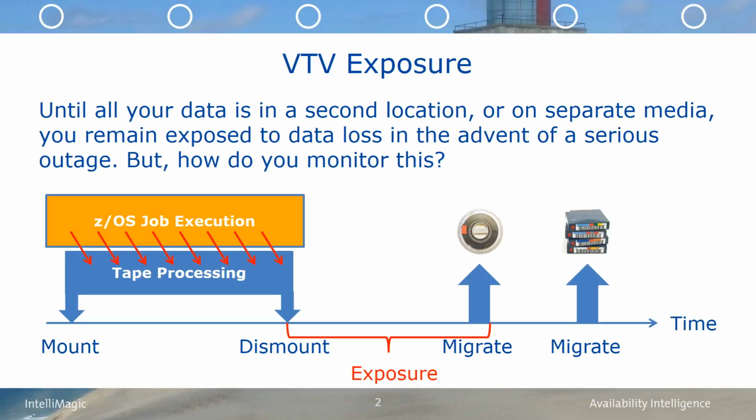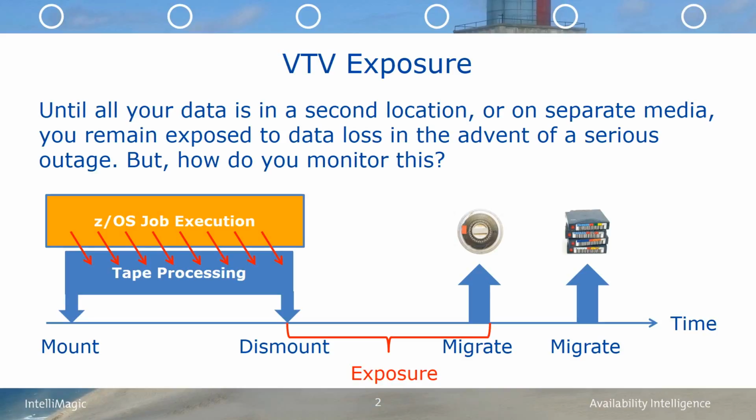Once I've had a dismount of a virtual volume, that's only in one particular buffer at that point. So I really haven't secured that, okay? And until it's in a second location, we consider that to be exposed. Now, it can be unexposed by one of two things. It can be unexposed by being migrated to tape, okay? Or by being replicated to another VSM, okay?